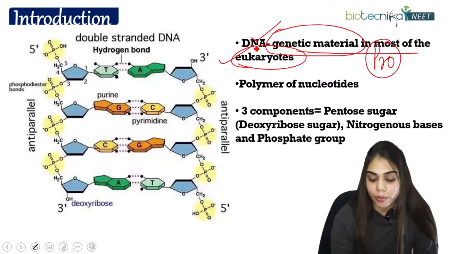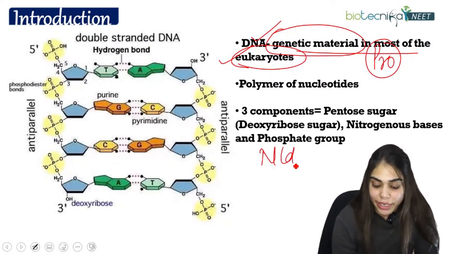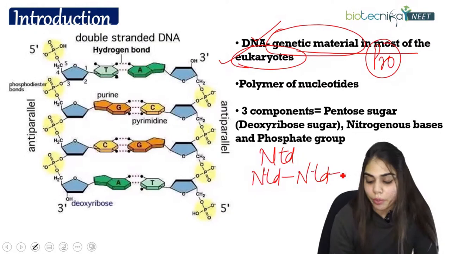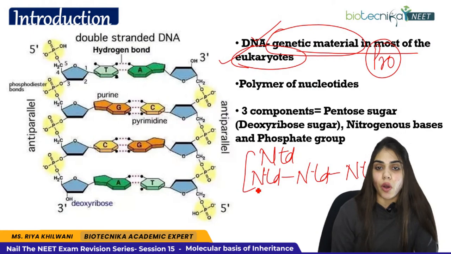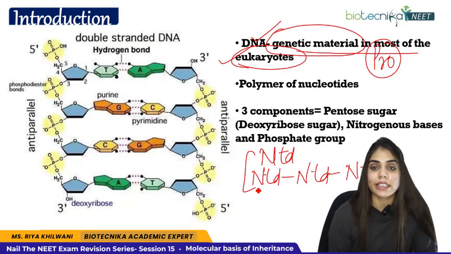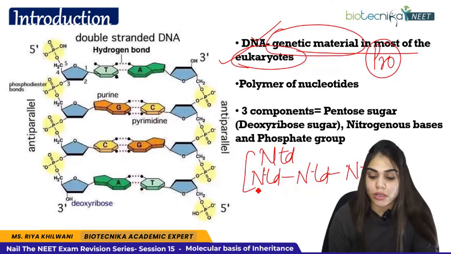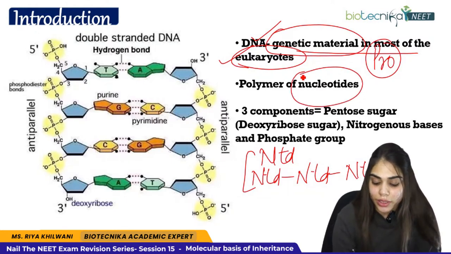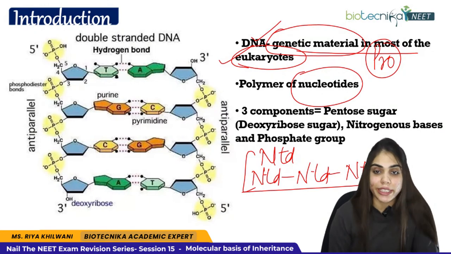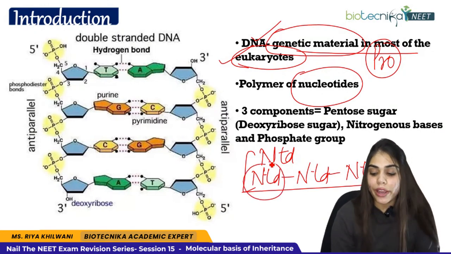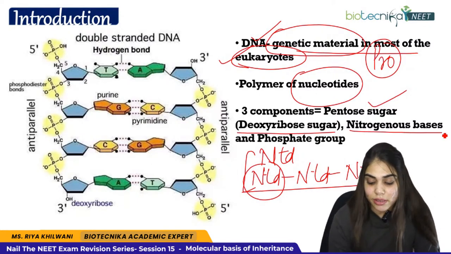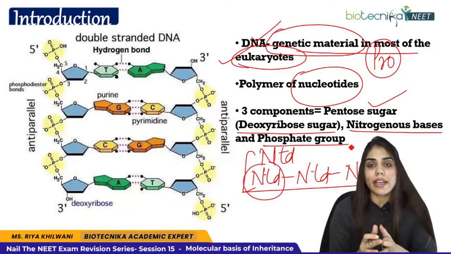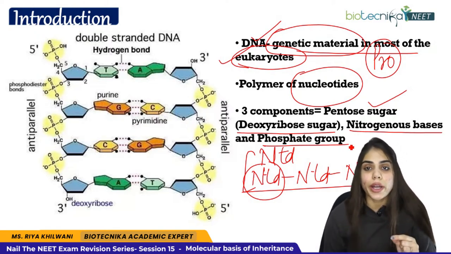How is DNA formed? DNA is a polymer of nucleotides. When nucleotides are arranged in a linear fashion, they form DNA. So n number of nucleotides together organize and form DNA, which is the genetic material in eukaryotes. Now, what is a nucleotide? I told you that nucleotides polymerize to form DNA. But what is a nucleotide? When a pentose sugar, that is a deoxyribose sugar, nitrogenous bases and a phosphate group assemble together, they form one nucleotide.